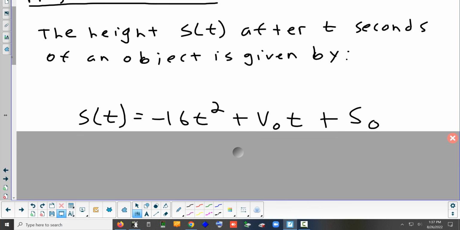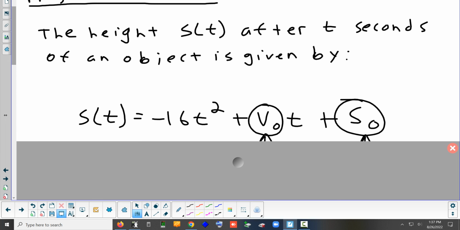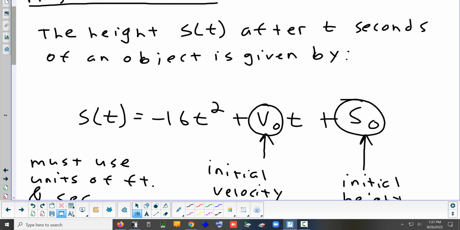There are two things that they always have to give you in a projectile motion problem, and I just circled them. The first one, v sub 0, that's the initial velocity. So if you shoot a cannon, how fast is the ball going the second it leaves the cannon? That's the initial velocity.